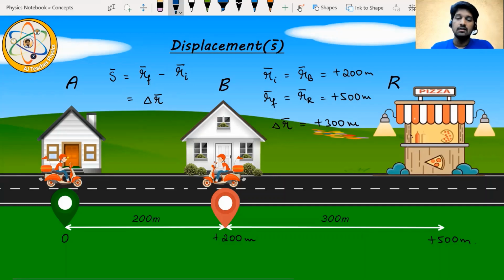it makes sense. Let us draw an arrow from the initial position to the final position and see if it indicates the same thing or not. The initial position in this case is the house B, and the final position is the restaurant R. And this arrow has a length of 300 meters, and it's pointed towards the positive direction. So the displacement indicated by it is plus 300 meters. So this is how you calculate displacement of an object. It is defined as the change in position of an object, and you can calculate it as final position minus the initial position.